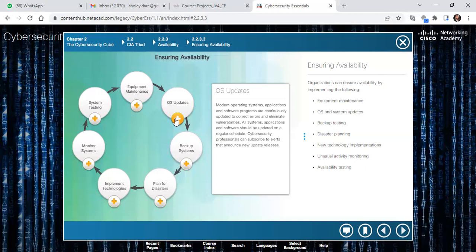Then you have backup testing. Backup testing is another way to ensure availability of your system. You back up organizational data, configuration data, and personal data. It ensures system availability.